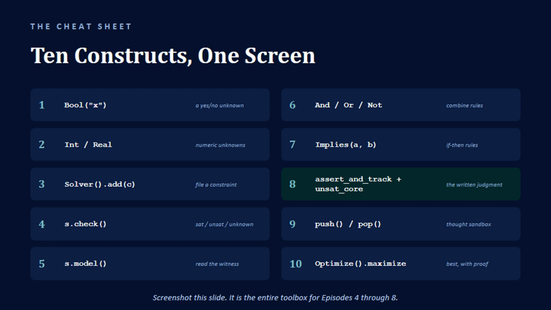6 and 7 combine rules like sentences. 8, highlighted, is the written judgment, the construct that makes vetoes auditable. 9 is the thought sandbox. 10 turns feasible into optimal. 10 pieces. If they feel small, that is the point. The power is not in any one construct, it is in how fearlessly they compose, and composition is exactly what the rest of the series is about.